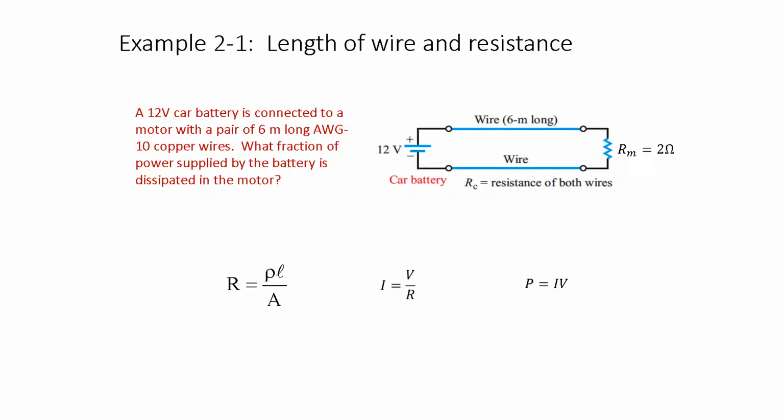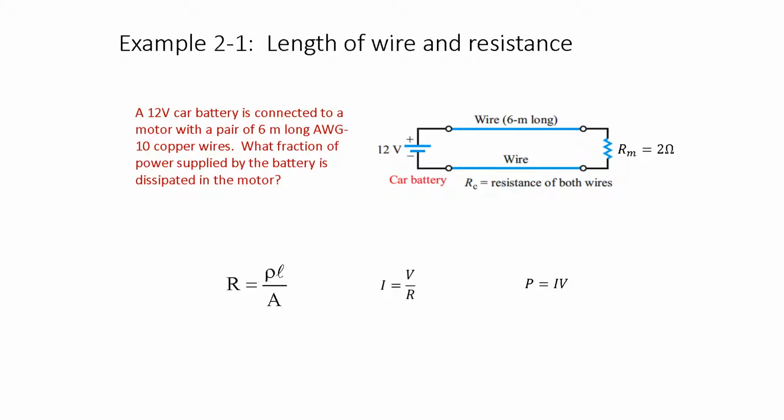And then we also have on the right-hand side the resistance of the motor as 2 ohms. So the motor's wires and all that internal wiring is going to be 2 ohms as well. So we're looking at what fraction of power supplied by the battery is dissipated in the motor. So essentially we're looking at an efficiency here. Are these 6-meter long wires really detracting from our efficiency?